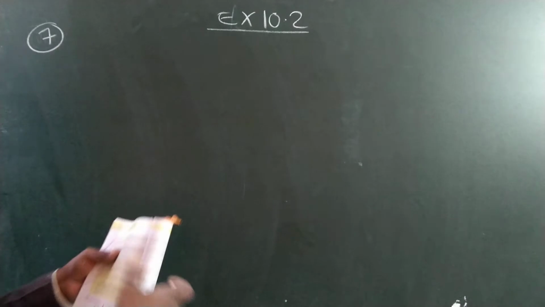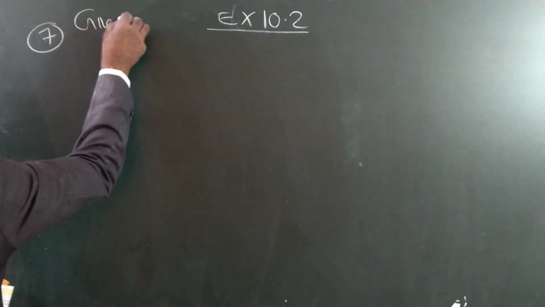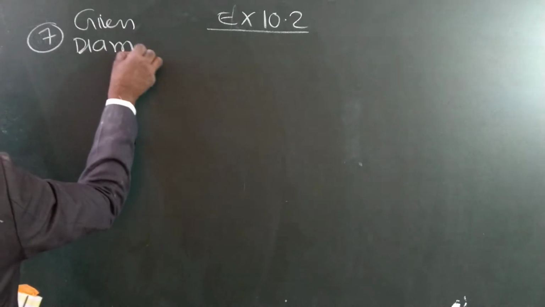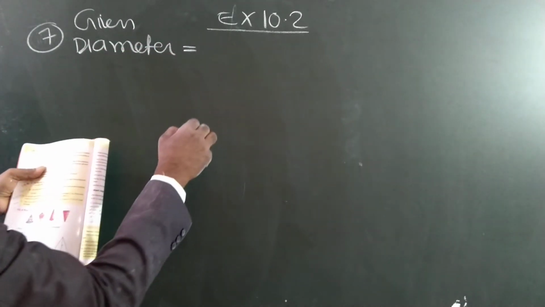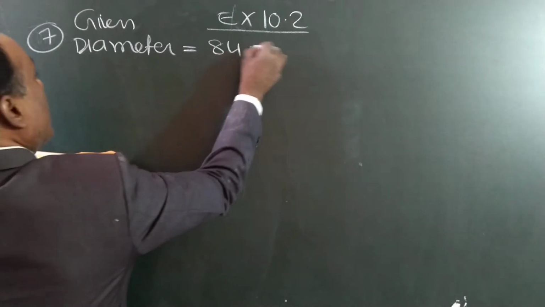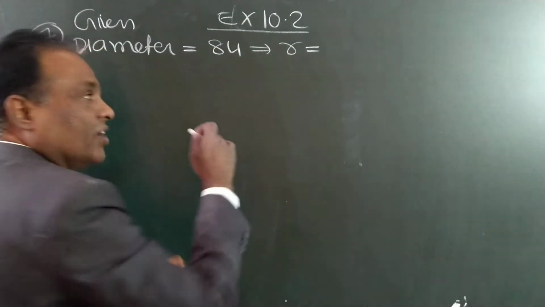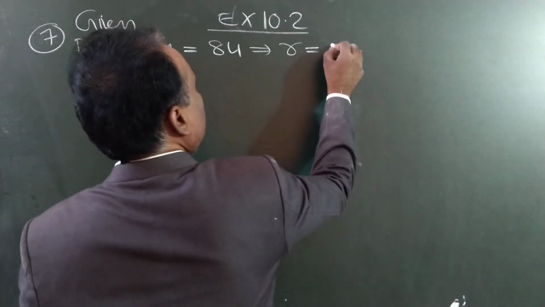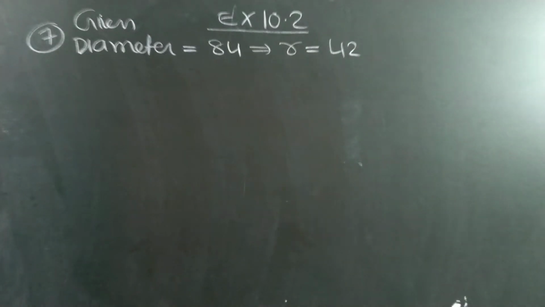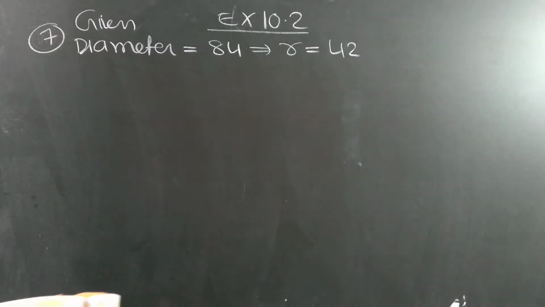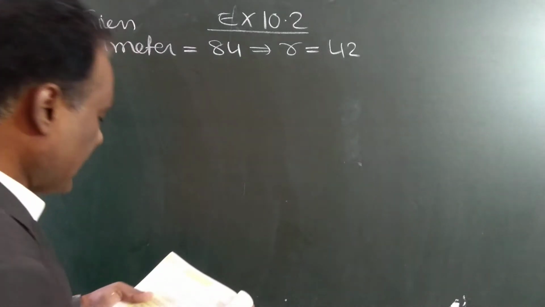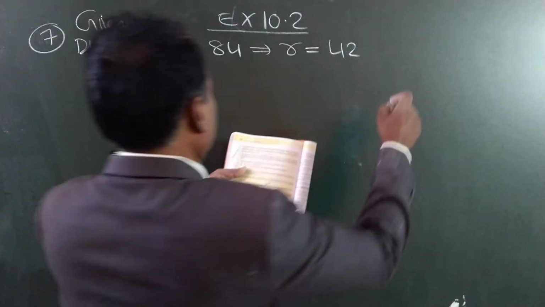So what dimensions are given? See, there is a road roller and the diameter of the roller is given. Diameter is 84. Diameter 84 means radius will be half of this. 84 by 2 is 42. Radius is 42 centimeters.